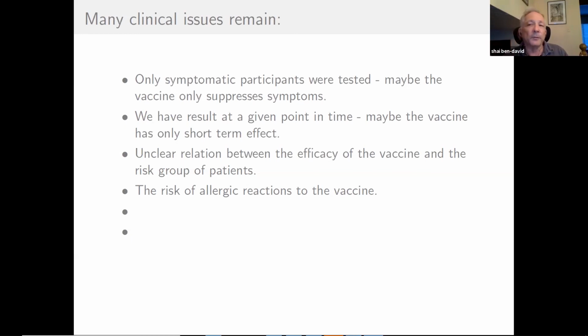From the statistical point of view, we can trust that the vaccine is effective in reducing symptoms of COVID. Any discussions about subpopulations are not completely reliable. So that's the story for today, and I'm happy to take questions.